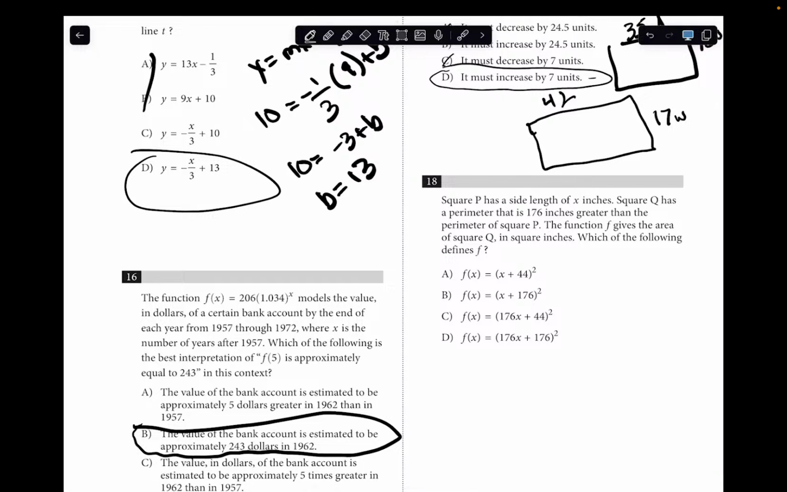18, square P has a side length of X inches, square.